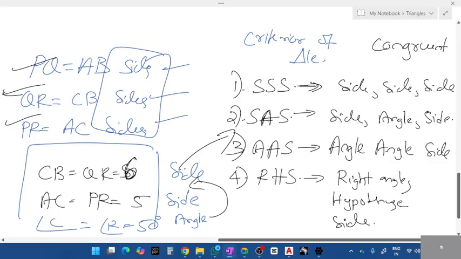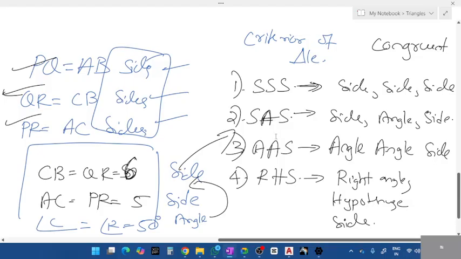If two sides are equal and one angle is equal, even that we consider as congruent, which means both are same. Measurement is same. Angle side, RHS. In all this I'll explain Monday. Only if you understand this, you'll be able to solve the question. If not, the first exercise will be very tough.